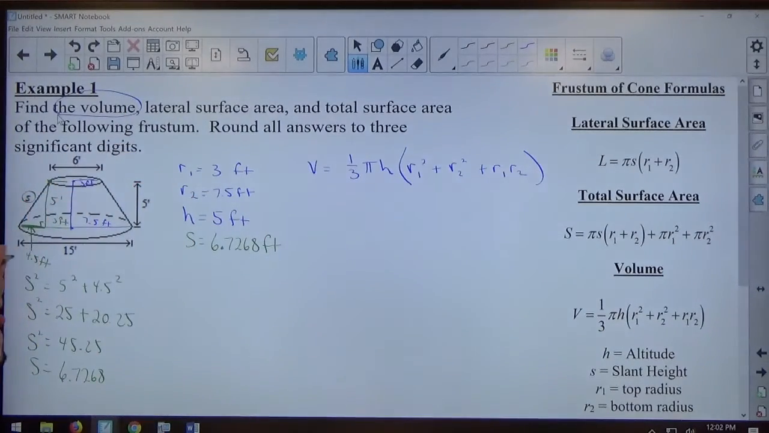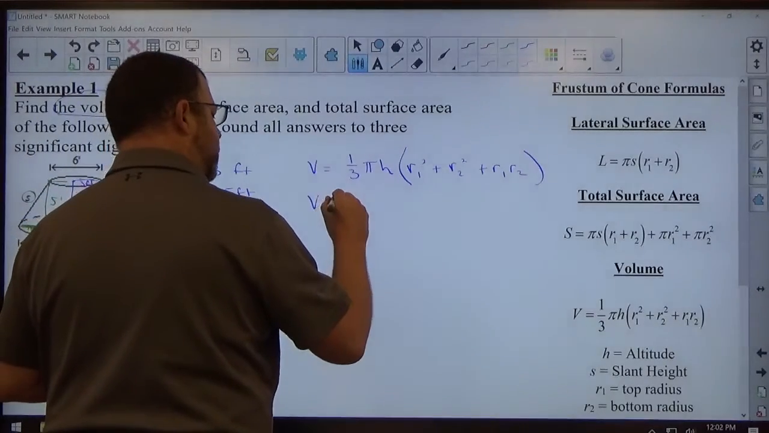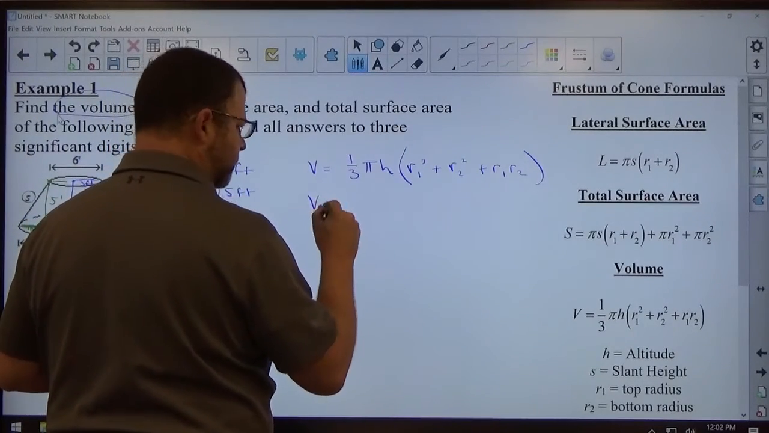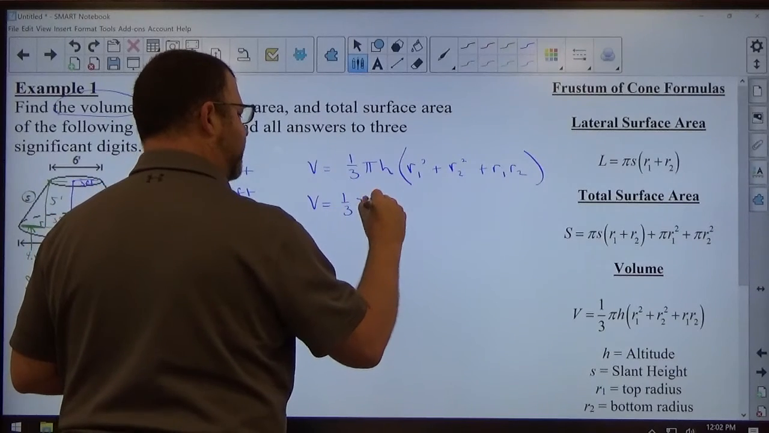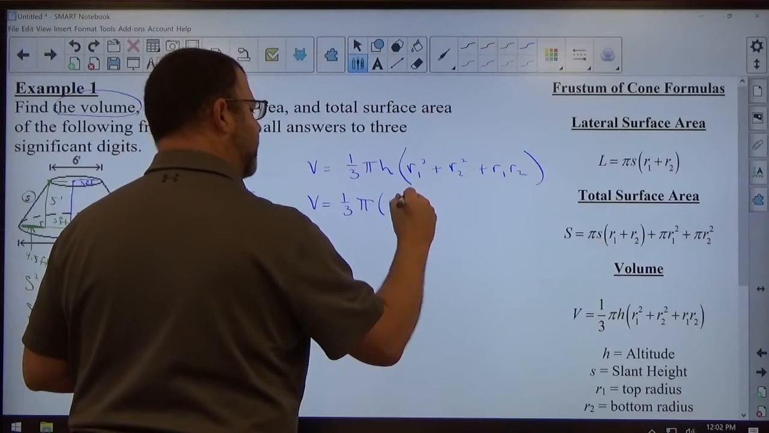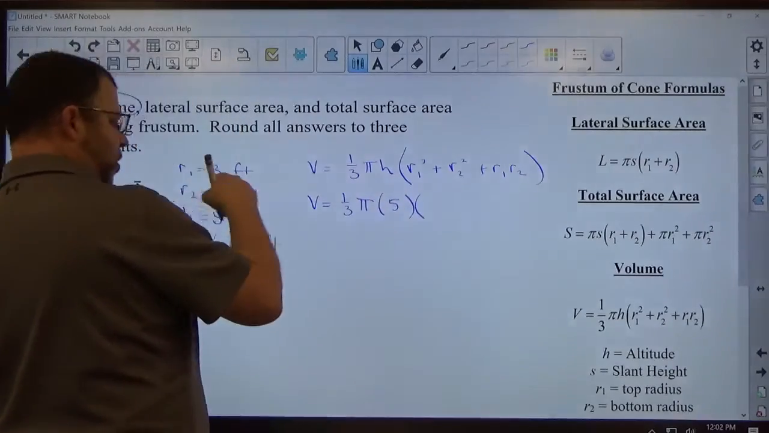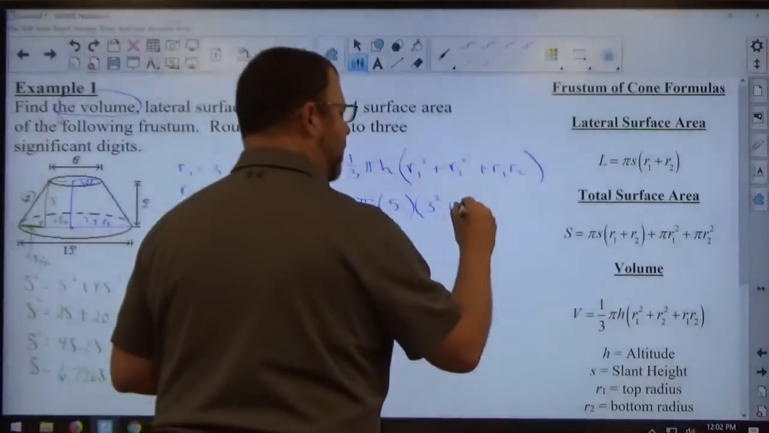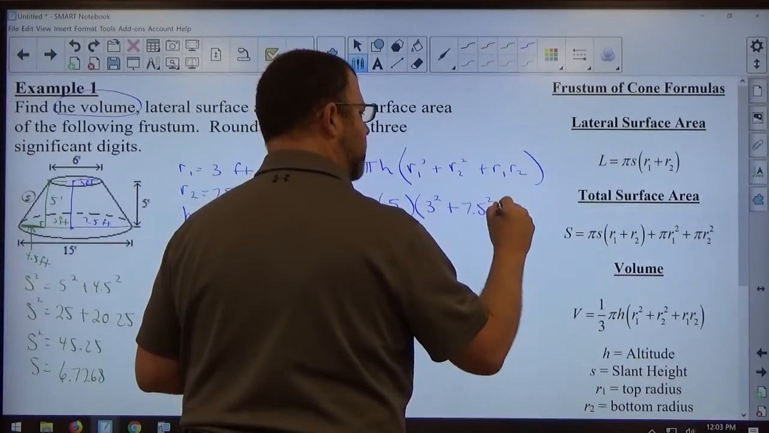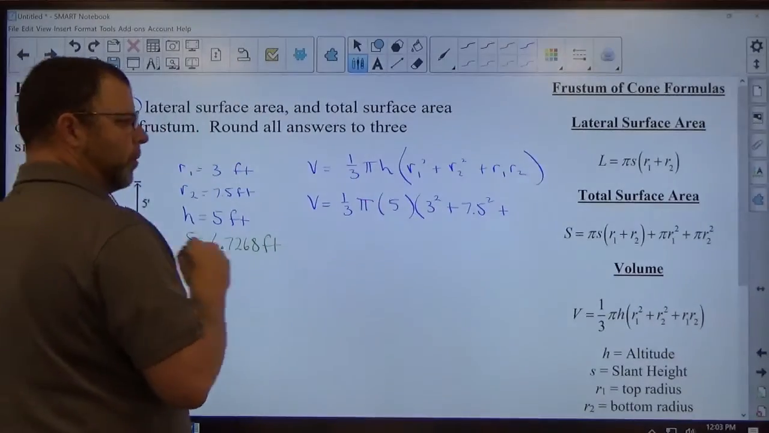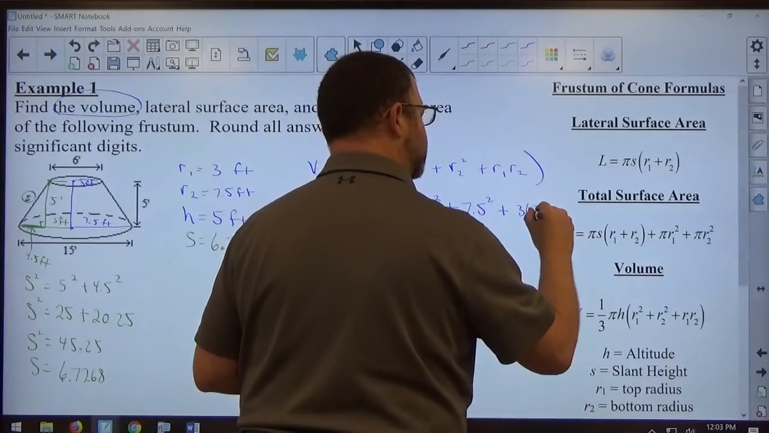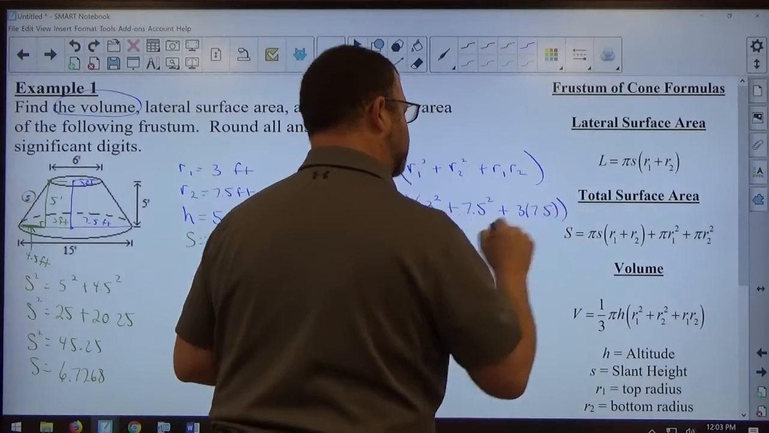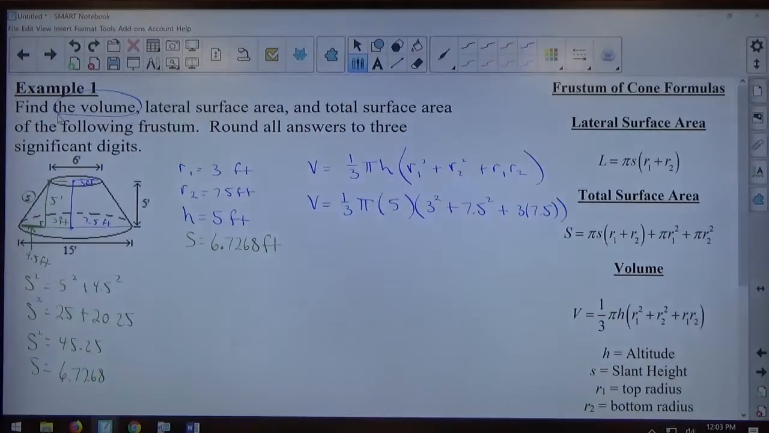So if I substitute what I know into this formula, volume equals 1/3 pi times 5 times r sub 1, which is 3 squared, plus r sub 2, which is 7.5 squared, plus r sub 1 times r sub 2, which is 3 times 7.5. So again, I know the value of all those variables. I simply substitute what they are into the formula.